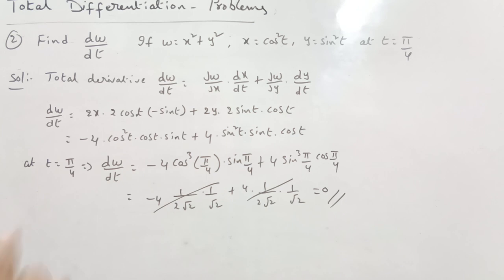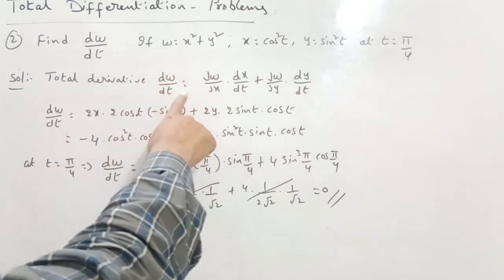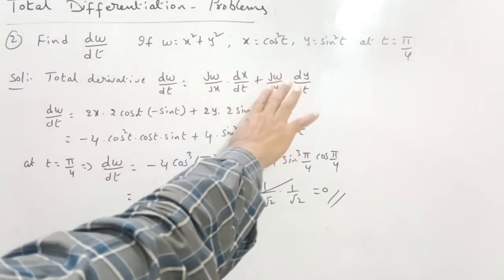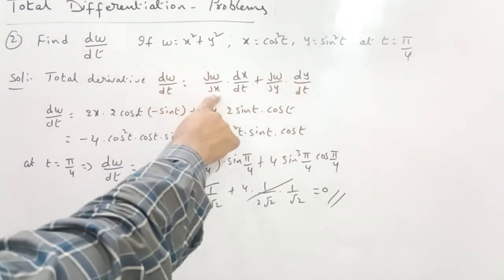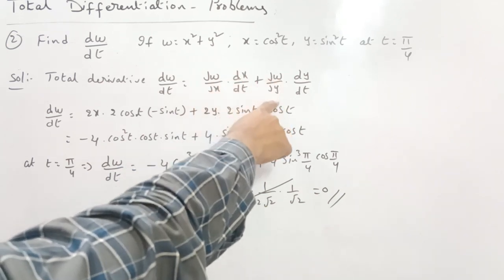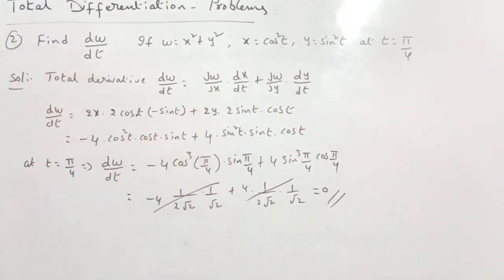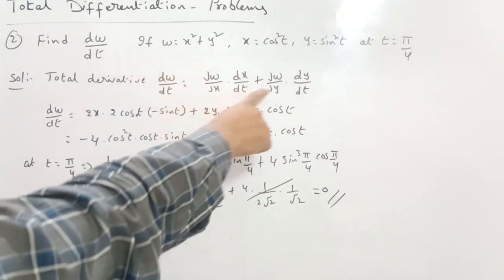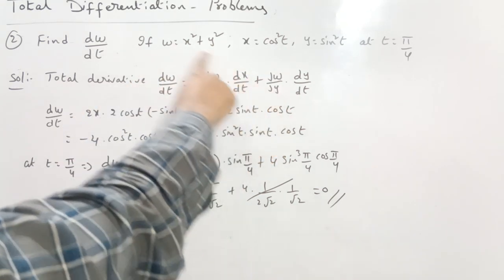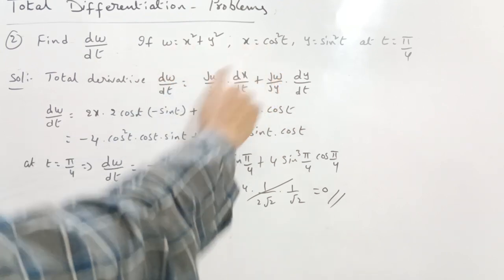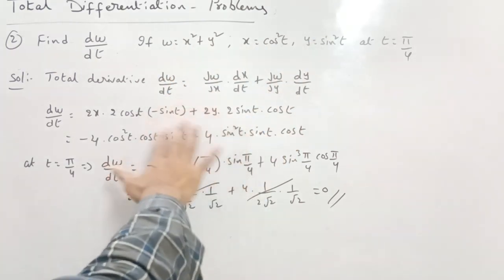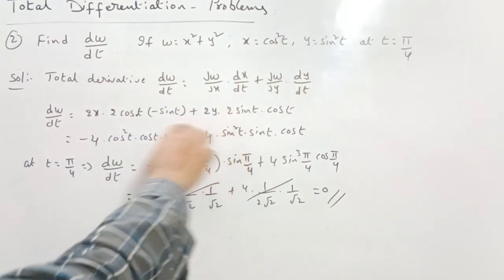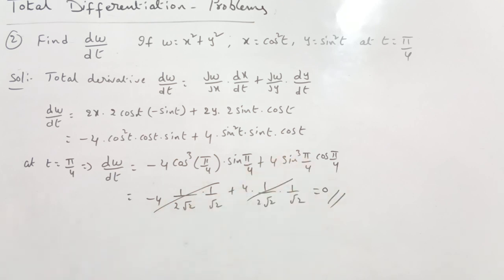Just go through it. The formula is what? dw by dt. Earlier it was z, so dou z by dou x, dx by dt, dou z by dou y, dy by dt we took. Now here he gave w. So dou w by dou x into dx by dt plus dou w by dou y into dy by dt. That is the total derivative formula. Differentiate with respect to x partially, with respect to y partially, then general differentiation for x and y with respect to t. Substitute the values of x and y at t is equal to pi by 4, and you will get the answer.